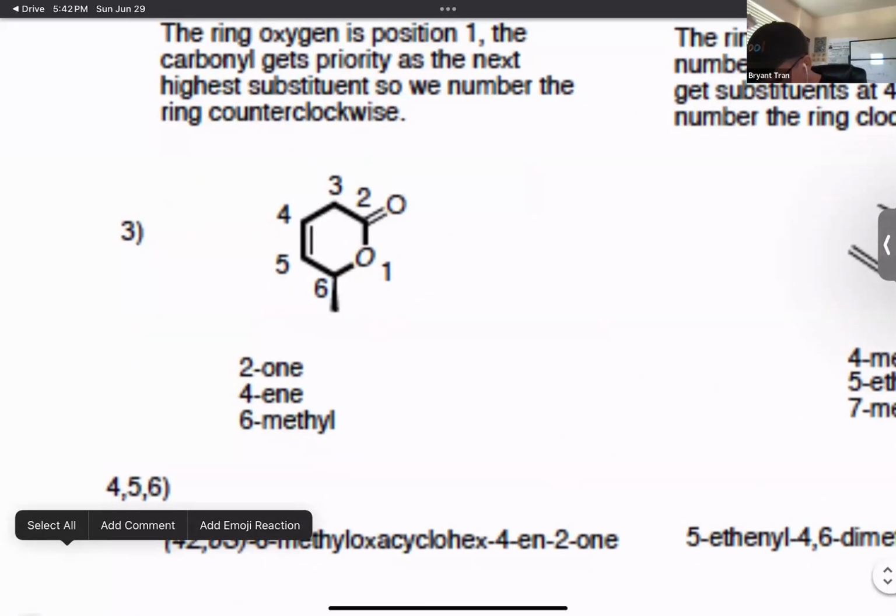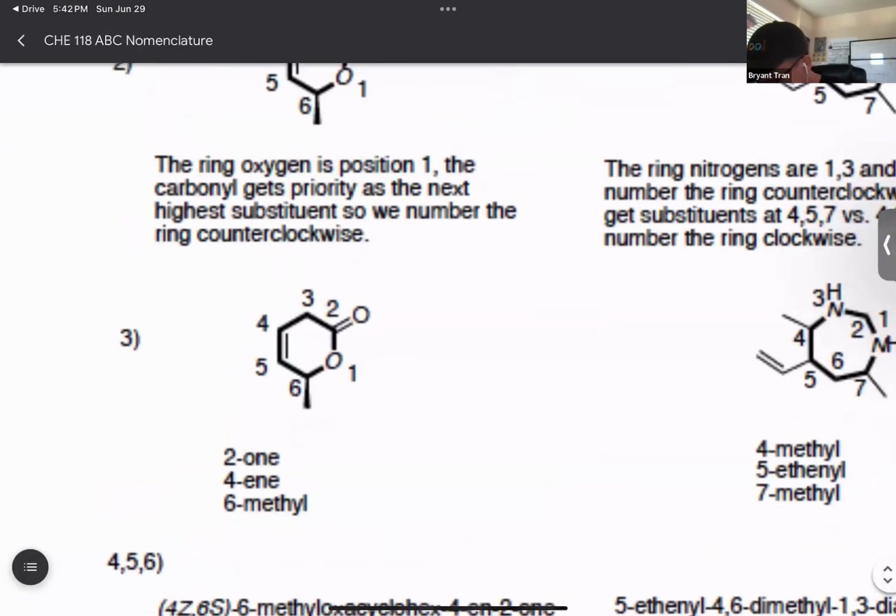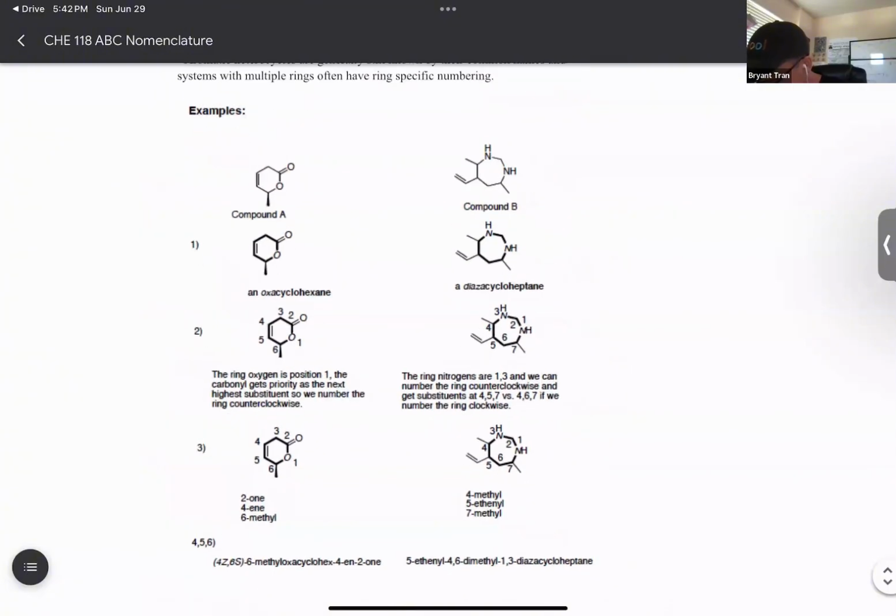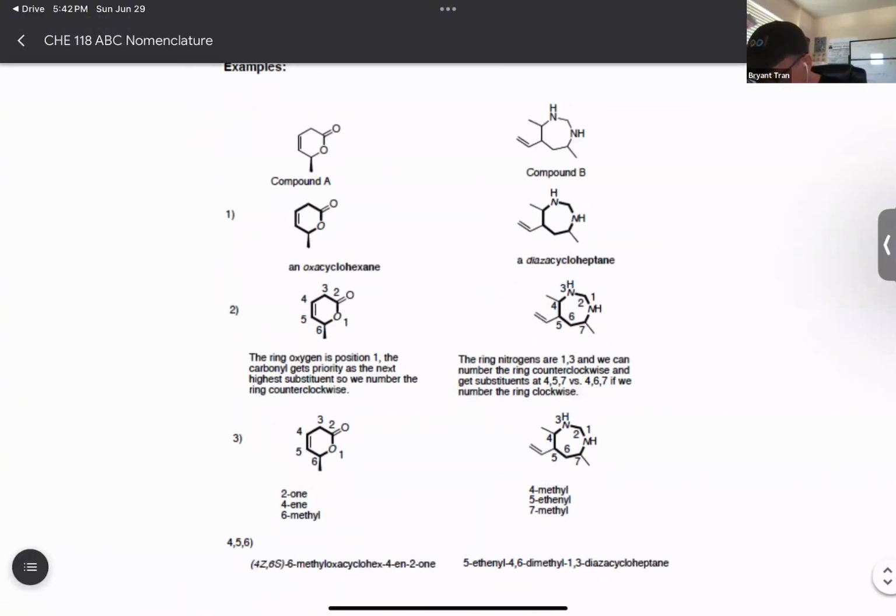And see how we could think about this. This structure right here is an oxacyclohexane. We put the oxa there because there's an oxygen in the ring. This is a lactone. And then the cyclo is the ring part. Hexane is the six-membered ring part. The oxygen in the ring is position 1. And then the carbonyl gets priority next. So that's going to be 2. So the direction is going to be counterclockwise. 1, 2, 3, 4, 5, 6.